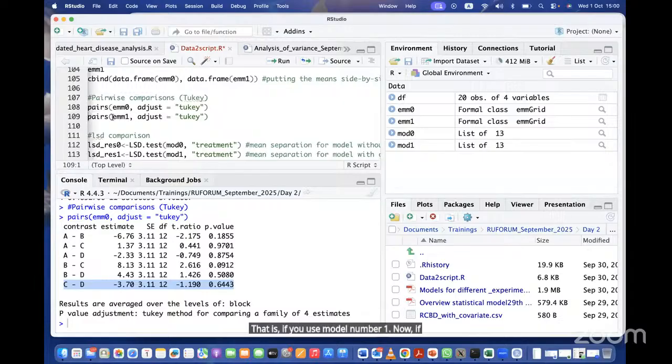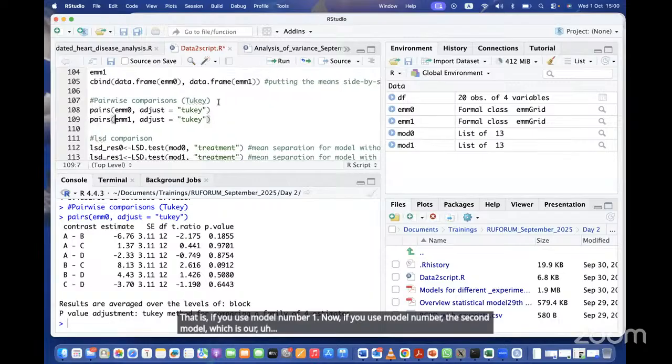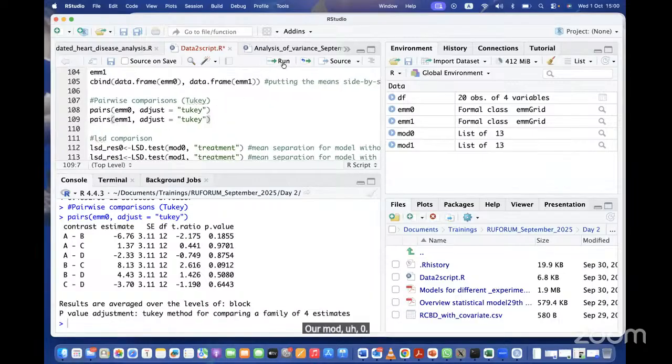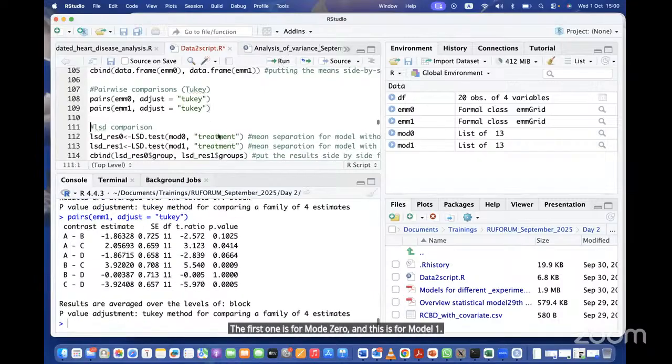Now, if you use the second model, which is our mode 0, mode 1, sorry. The first one is for mode 0, and this is for mode 1. So now if you change the model, of course, A and B are still not significant, but A and C are now significant. A and D are not significant, but B and C are significant, and then C and D are also significant.